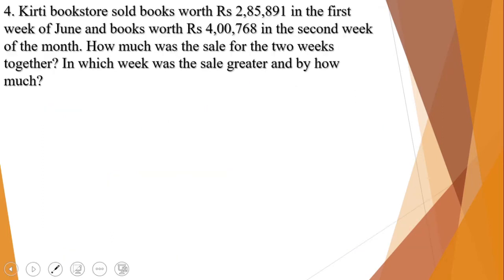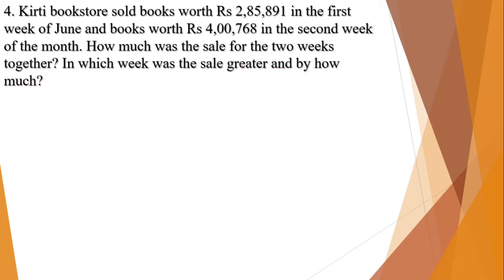So the fourth question is, Kirti Bookstore sold books worth rupees 2,85,891 in the first week of June and books worth rupees 4,768 in the second week of the month. How much was the sale for 2 weeks together? In which week was the sale greater and by how much?